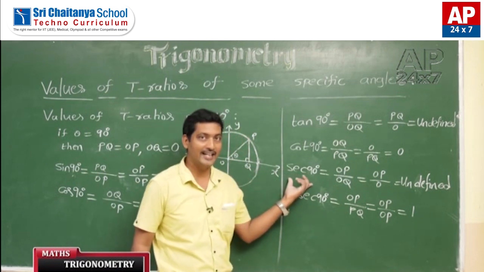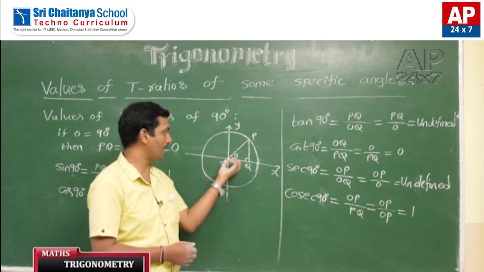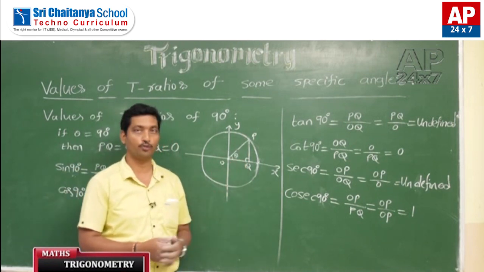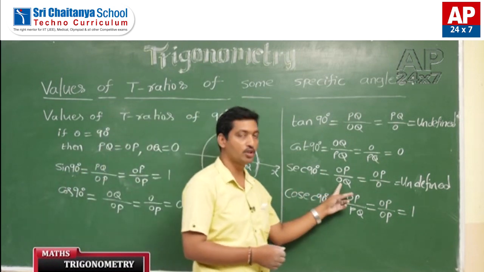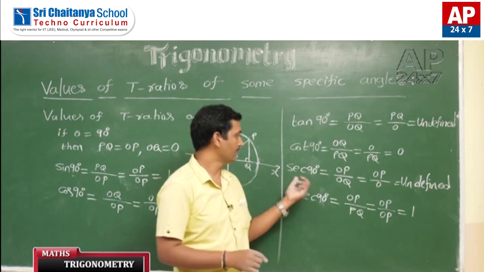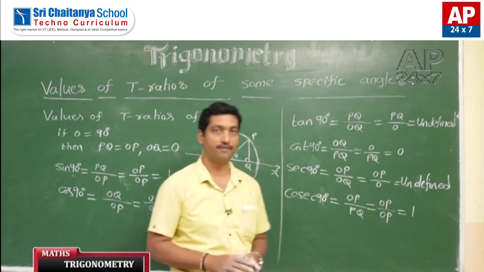0. Secant 90 degrees: from the diagram, what is secant 90 degrees? Secant theta is equal to OP by OQ. OP by, what is the OQ value? 0. And in the denominator 0 is there. That's why secant 90 degrees is equal to undefined.